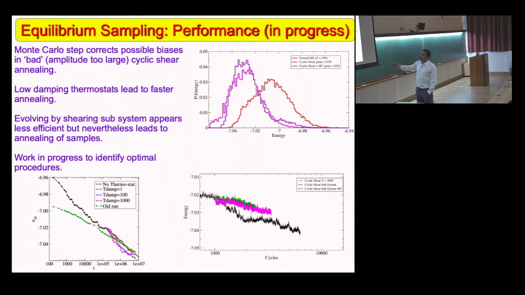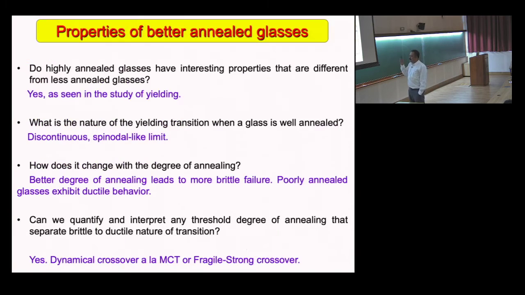And then two other quick points is, it turns out that the thermostat details do matter a lot. You get better annealing with underdamped simulations, which is an interesting thing to use. And the subsystem shearing that I mentioned also gives you annealing, though the efficiency is a little bit lower. Okay, so I don't have time for this, but this is how you generate well-annealed glasses through cyclic shear.